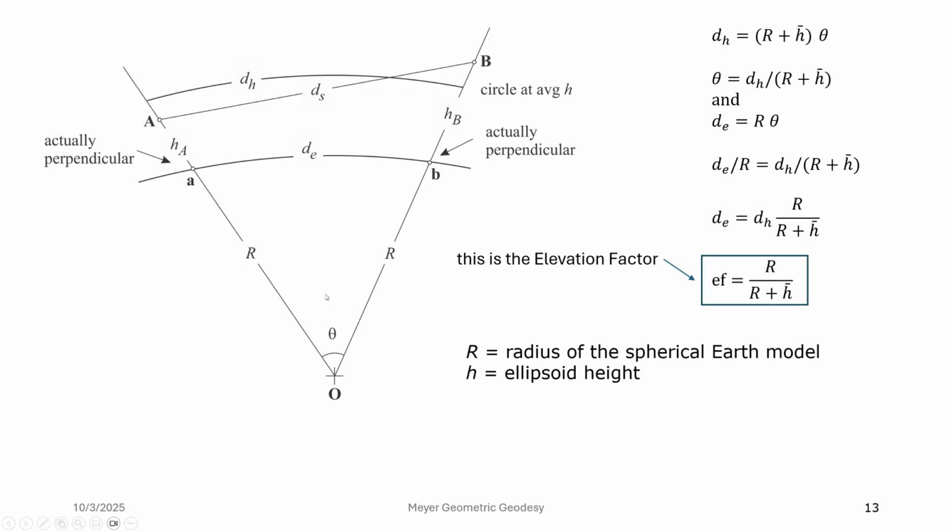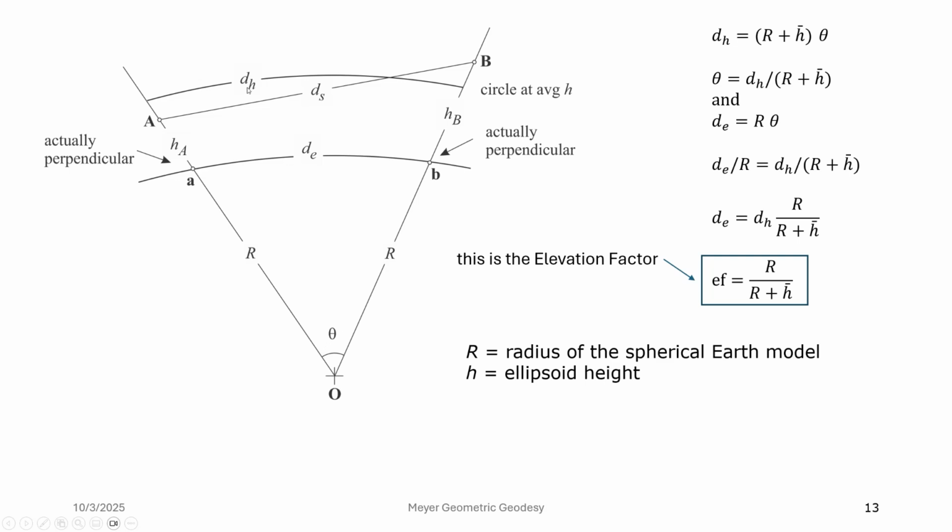There's an angle theta between A and B. And we're going to pick the horizontal distance here to be at the average height between A and B. So since d sub h is a segment of a circle, the formula d equals r theta tells us everything that we need to know. In particular, it would allow us to solve for this angle theta. We don't know what the other angle is. We would need to solve for it.